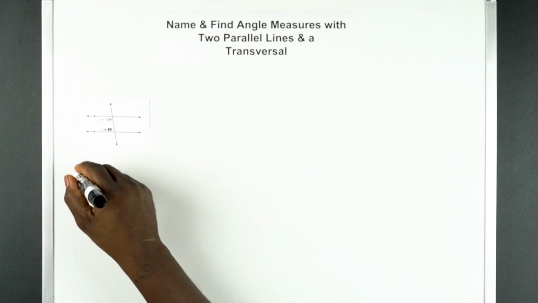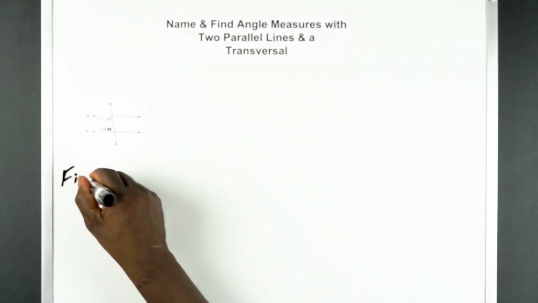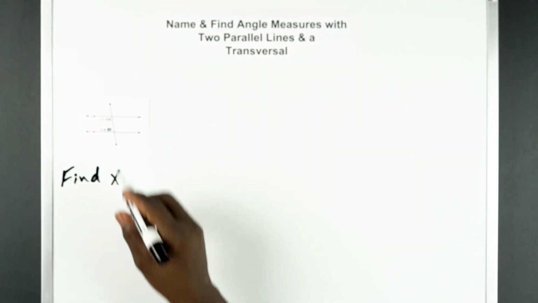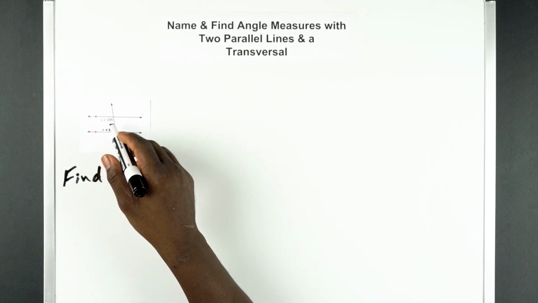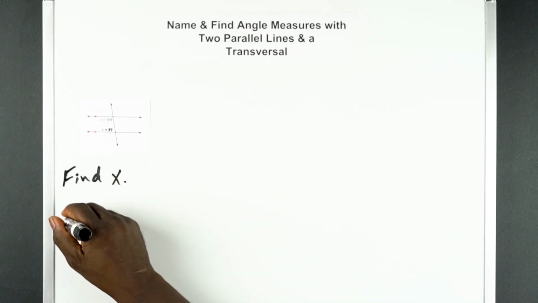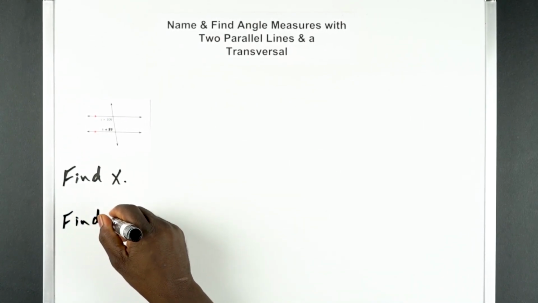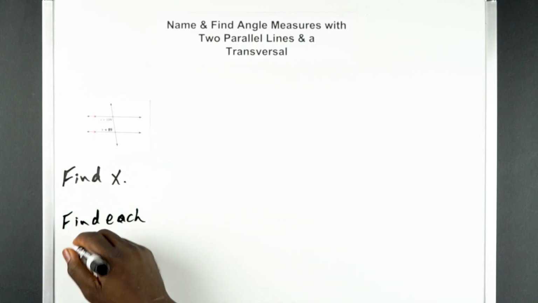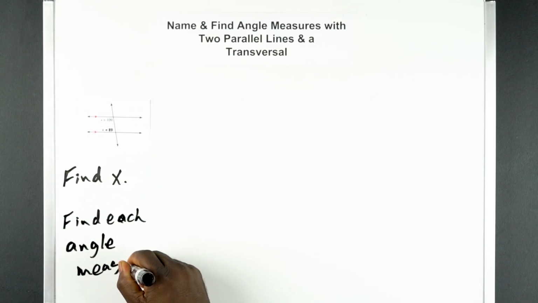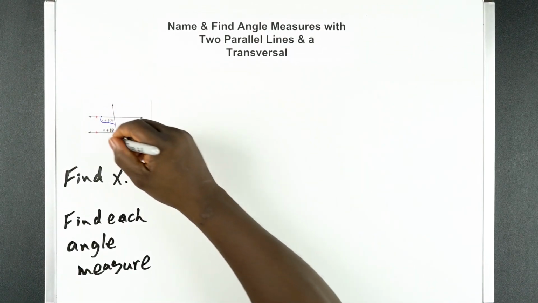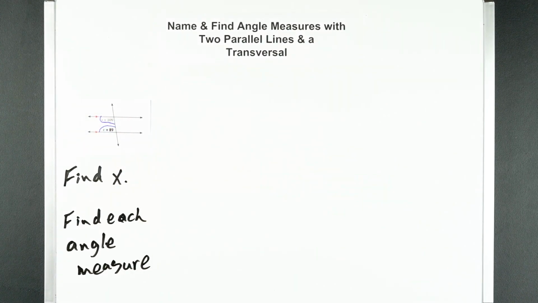So, first thing we're going to do is find x, all right? And then the second thing we're going to do is find the measure of each angle. Find each angle measure. All right? So, again, the angles we're referring to, this is one angle measure, and that's the second angle measure.